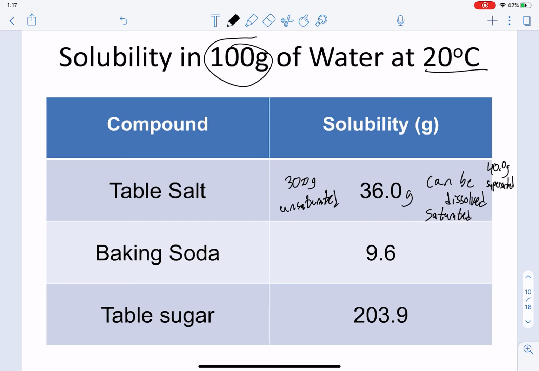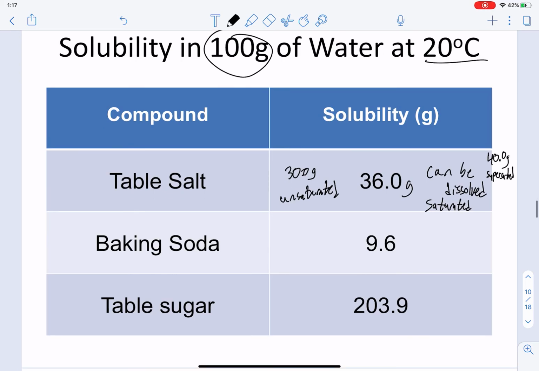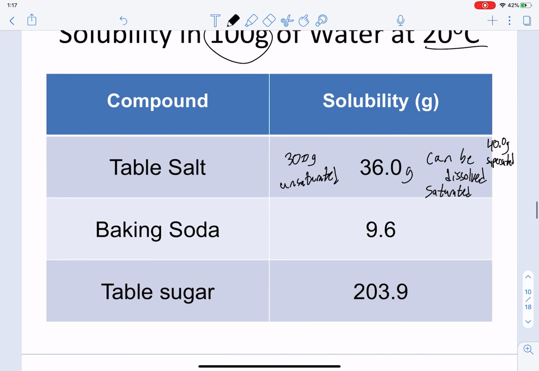Different compounds have different solubilities. So table salt is 36 grams. Baking soda is 9.6 grams. So 9.6 grams would be how much we would need to put in to make it a saturated solution. Anything under that, like 6 grams, would be unsaturated. Anything above that is supersaturated.